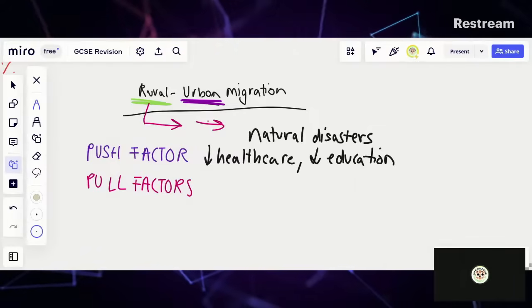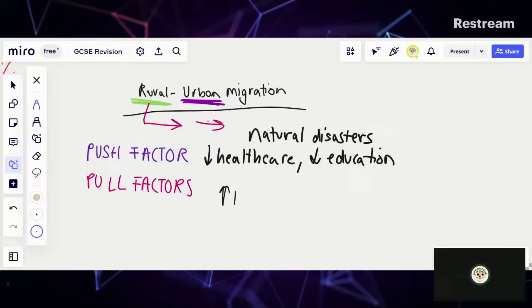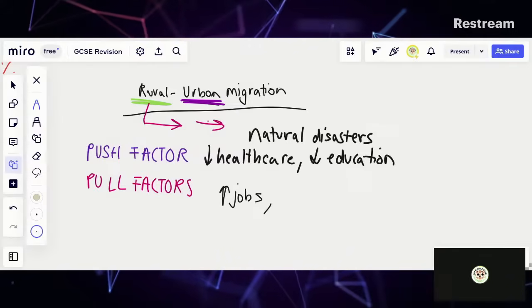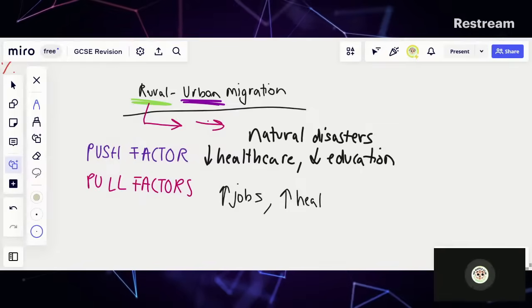Okay. So pull factors include things like the fact that in urban areas there are more jobs. Also, in urban areas, there's better access to healthcare, there's better education.